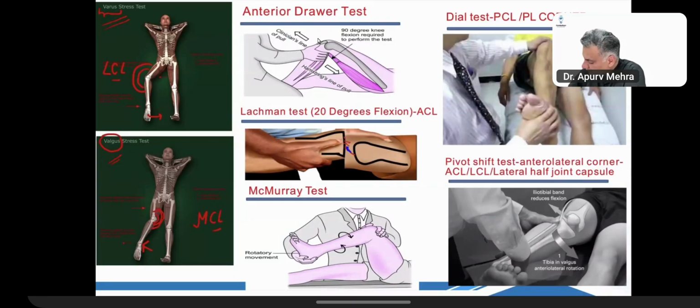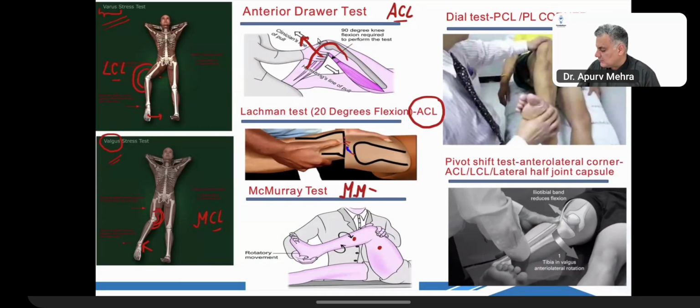Now ACL: if in 90-degree flexion you pull the tibia anteriorly, it is the anterior drawer test for ACL. If you do the same thing in 20 degrees, it is the Lachman test. Valgus means distal part laterally. Correct, Beta. Correct, Rohan. When I rotate the tibia over the femur, the cushions between the knee, the menisci, if they make a sound, it means McMurray test. Because the medial meniscus is fixed to the underlying capsule, it is damaged more than the lateral meniscus.